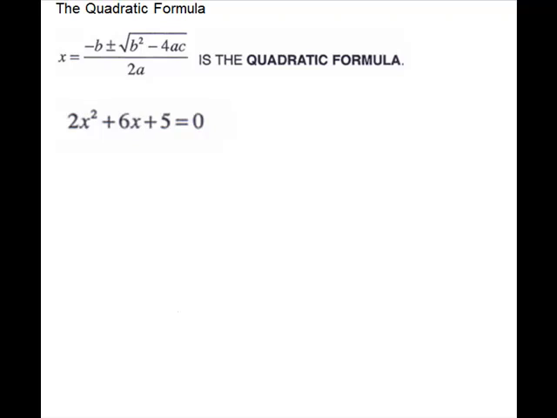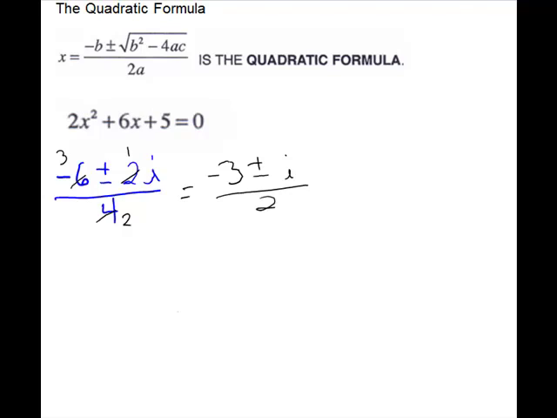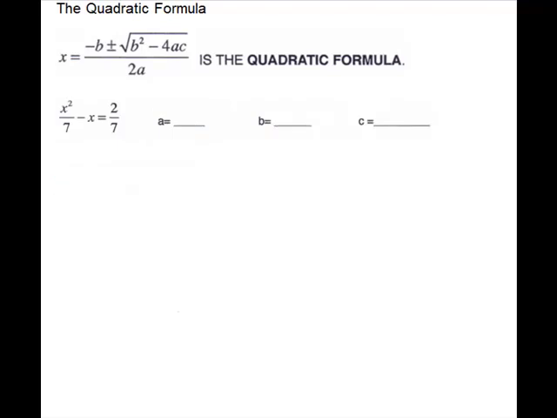I'm not going to work the next one out. If you want to pause the video right here, you can take a minute and work it yourself, and then I will give you the answer. For my simplified answer, I get negative 3 plus or minus i over 2. We're going to need to do some work on our next equation before we get to standard form.